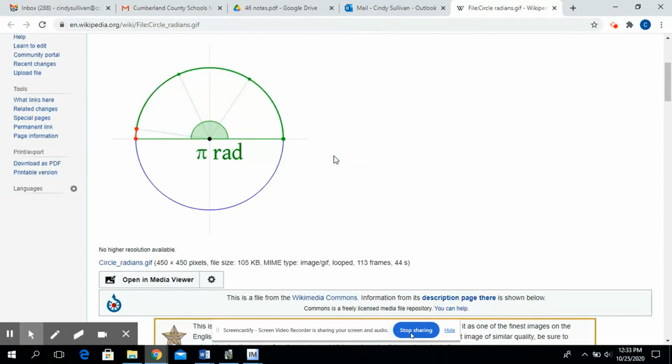All right, well, it's going to start over right now. So watch what happens. So that's 1 radian, and then that's 2 radians. So all the way around, 360, is 2 pi. So here's where it comes from.